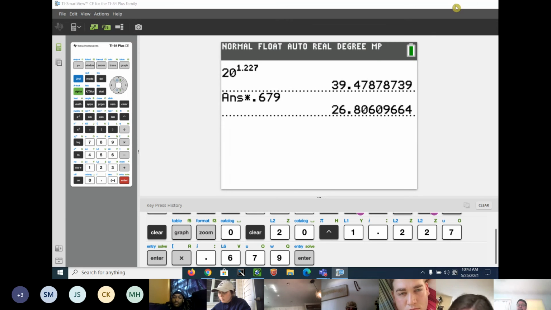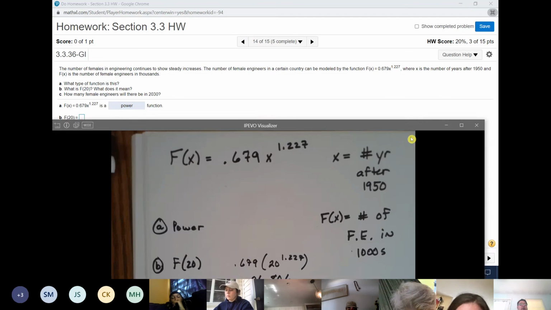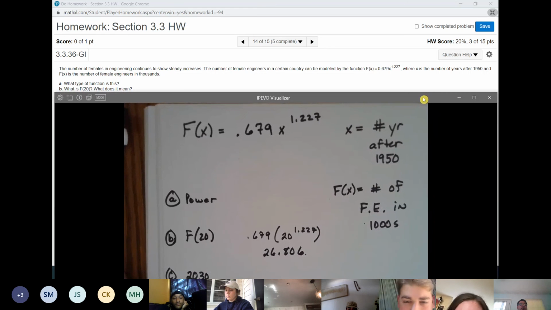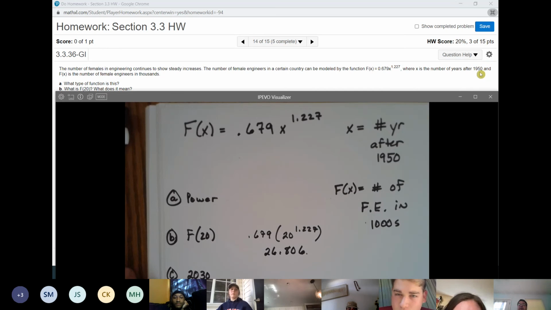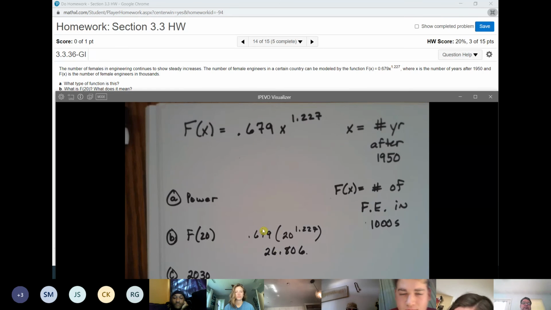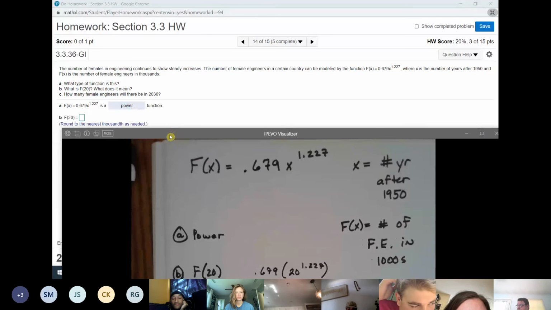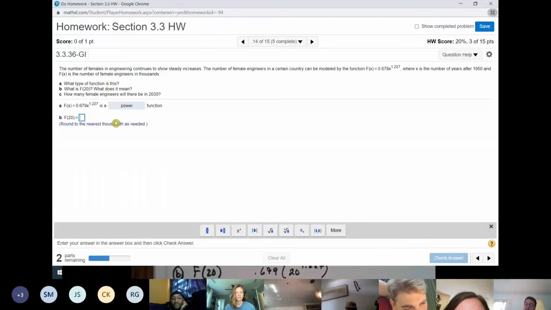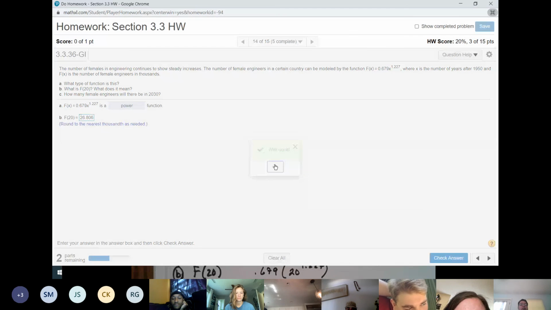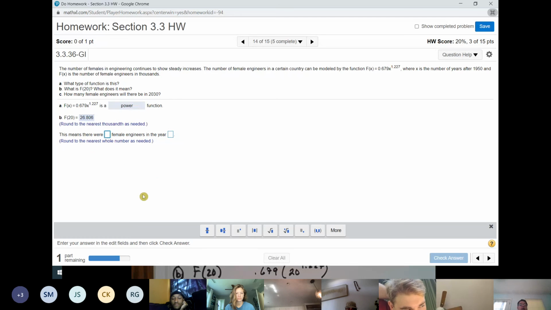So that means the question said, what is f of 20? Well, that means 20 years from 1950. In 1970, there are 26,000 engineers, pretty much, or close to 27,000. It says round to the nearest thousandth. That's what we did. 26.806. This means that there were 26,806 female engineers in 1970.